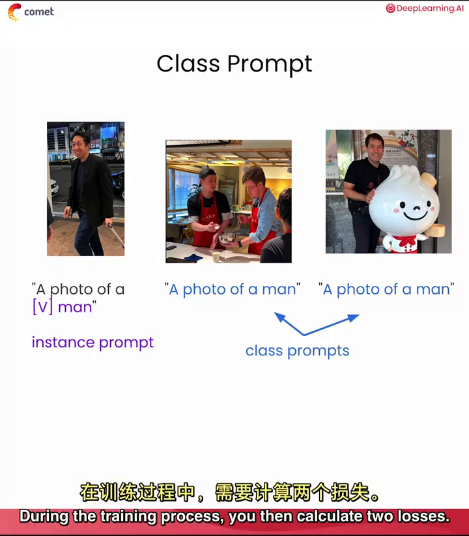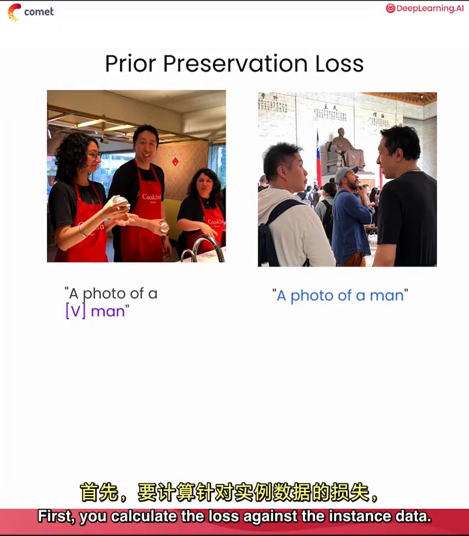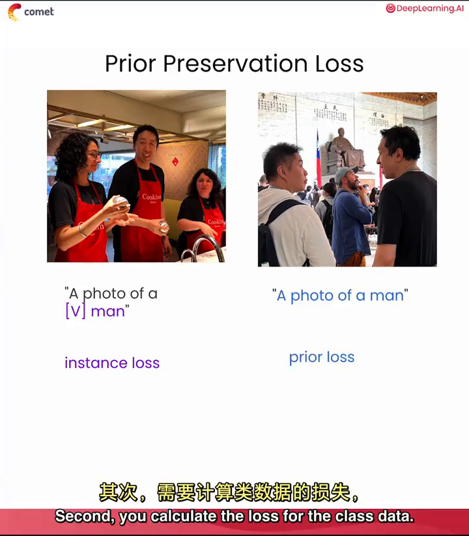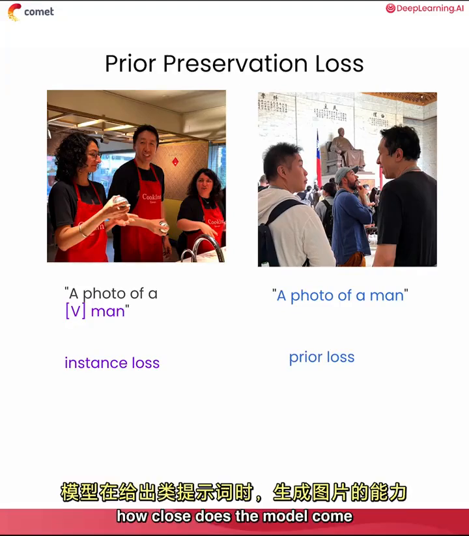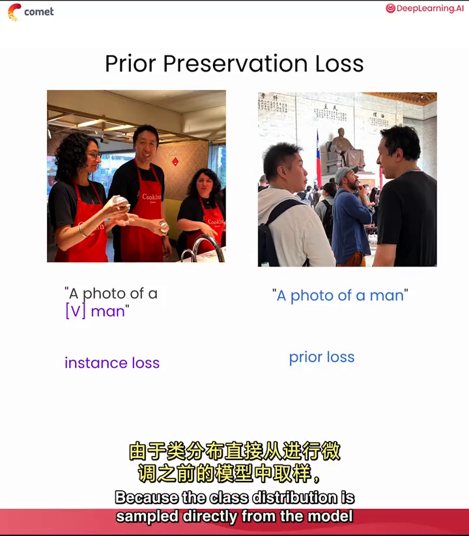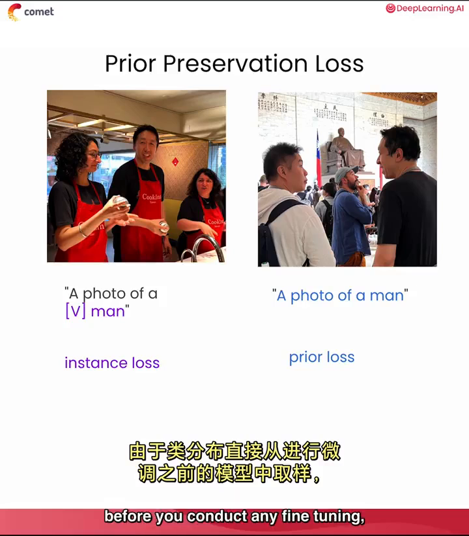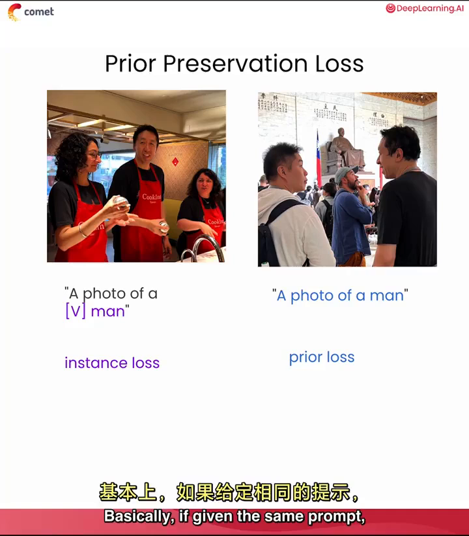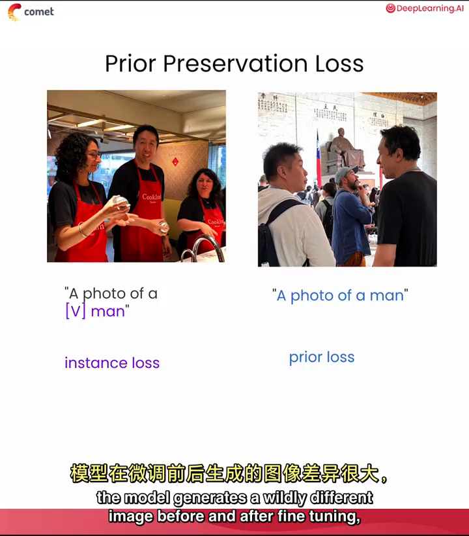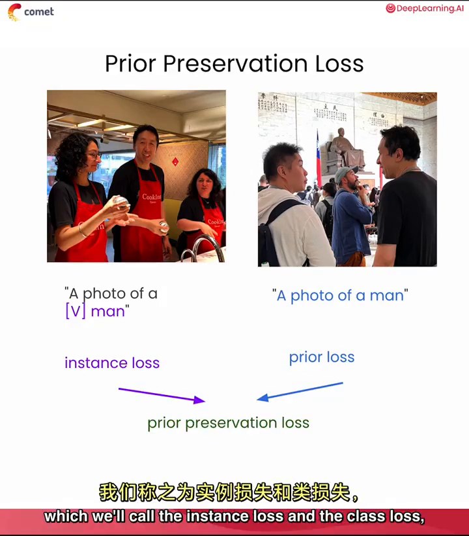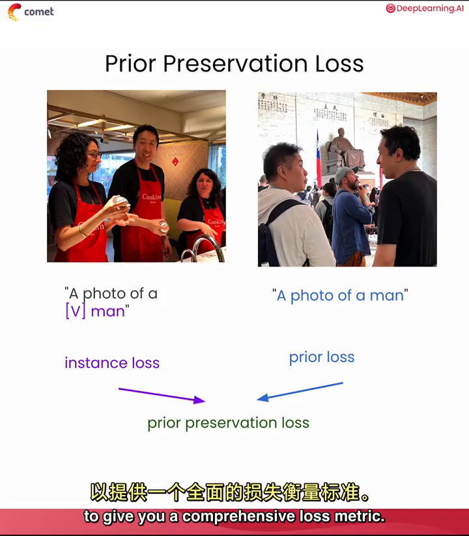During the training process, you then calculate two losses. First, you calculate the loss against the instance data. Basically, how good is the model at reconstructing these images of Andrew when we give it our modified token pair? Second, you calculate the loss for the class data. In other words, how close does the model come to generating an image from the prior distribution when prompted with the class prompt? Because the class distribution is sampled directly from the model before you conduct any fine-tuning, it gives you a concrete basis for measuring how far the model has drifted. Basically, if given the same prompt, the model generates a wildly different image before and after fine-tuning, we know that there's been some drift. You can then combine these two terms, which we'll call the instance loss and the class loss, to give you a comprehensive loss metric.